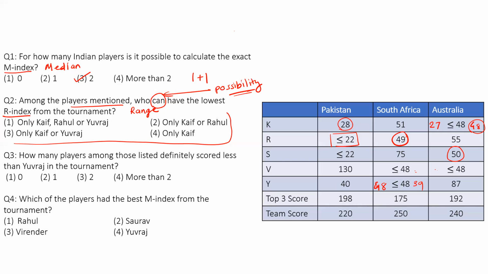Now, looking at the options, I can see that KF is present in all the options. So no matter what, KF is going to be the answer, it seems. Now we need to check only for Rahul and Yuvraj. Okay. Now I'll maybe just rub this part a bit.